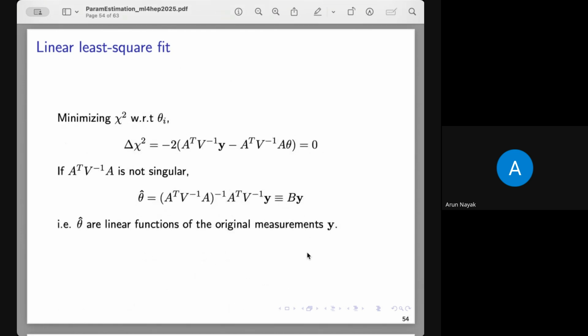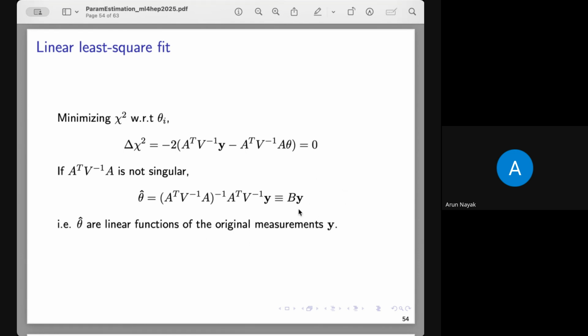Now given this, if you minimize the chi-square with respect to theta and set it to 0, you will get an equation of this form. And if this is not singular, you invert it and then you get theta hat, which will be of this form times y, which you can write as simply a set of linear equations. Okay, so the theta i hats will be some bij yj kind of thing. So you'll get a set of linear equations for these thetas.